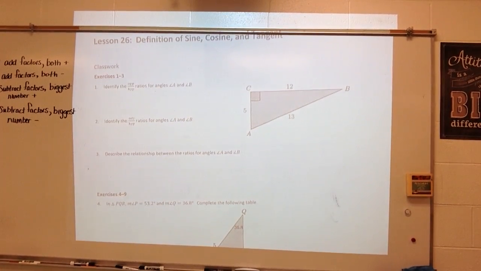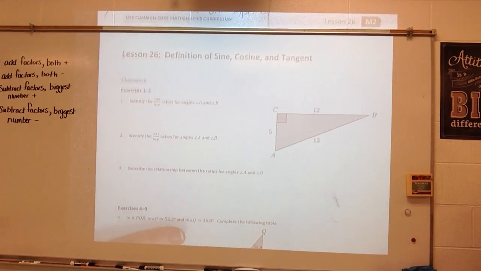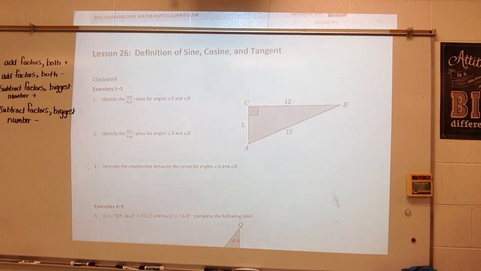Lesson 26, the definition of sine, cosine, and tangent. I told you the last couple of lessons that we were working on getting to the introduction of these terms. So we're going to look at just the first couple of examples here. It says identify the opposite over hypotenuse ratios for angles A and B.